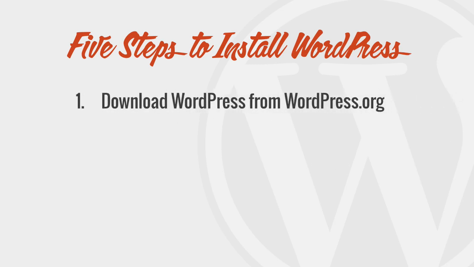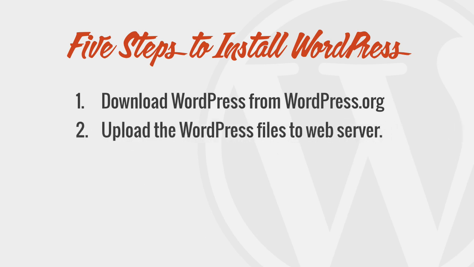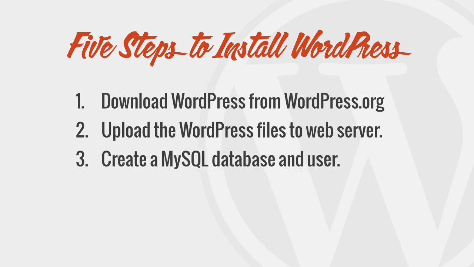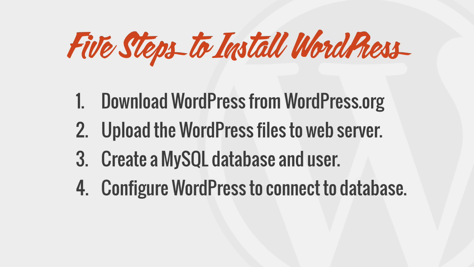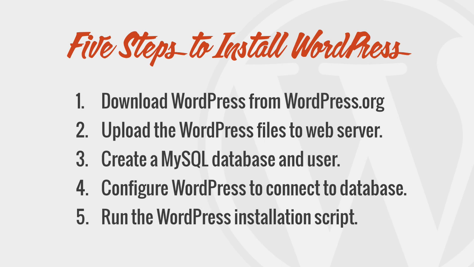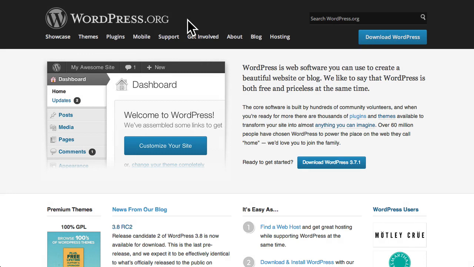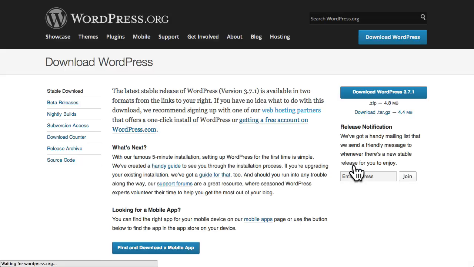First, we'll download the latest version of WordPress from WordPress.org. Then we'll upload those files to our web server using FTP. Third, we'll create a MySQL database and user for WordPress. Then we'll need to configure WordPress to connect to our newly created database. And last, we'll complete the installation and set up our new website. So let's get started. First, let's download and unzip the latest version of the WordPress software from WordPress.org.